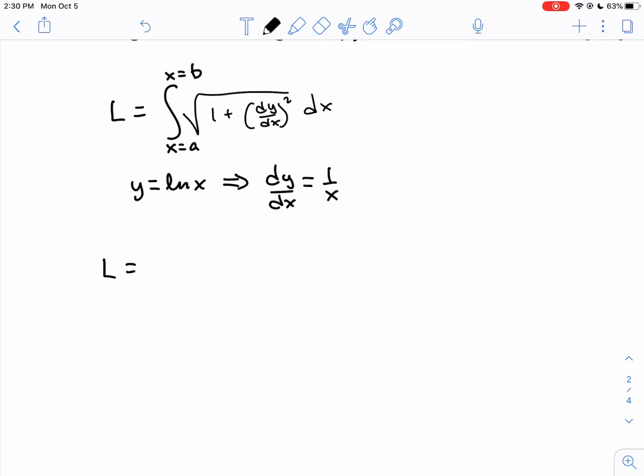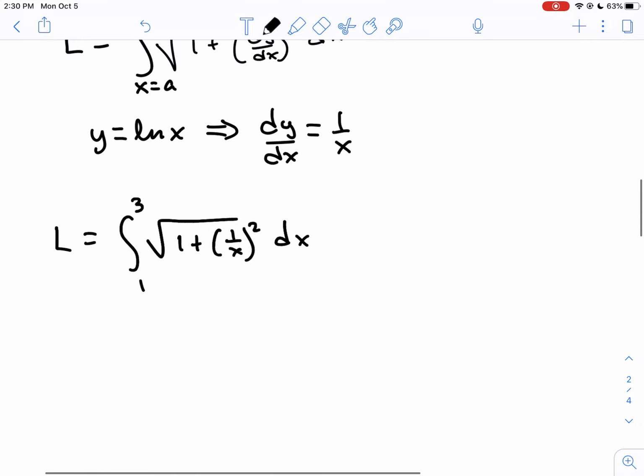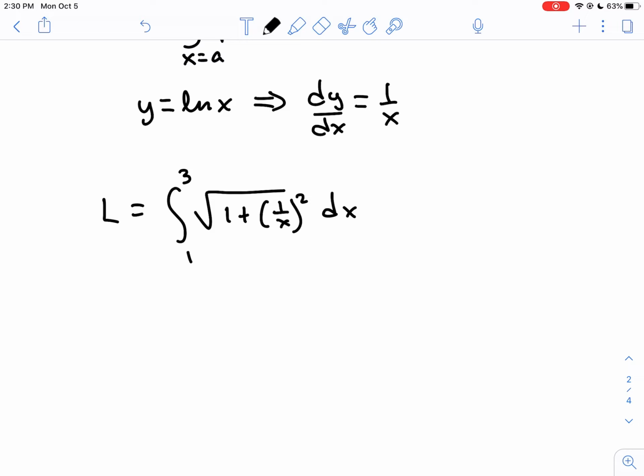Specifically, our integral becomes an integral from x equals 1 to x equals 3, square root of 1 plus 1 over x squared dx. Okay, there are several ways you could integrate this, but I don't see a basic substitution being helpful. I'm going to have to do a trig substitution to finish this out.